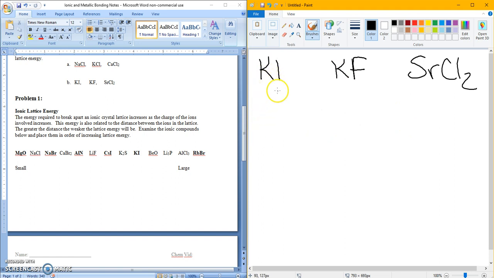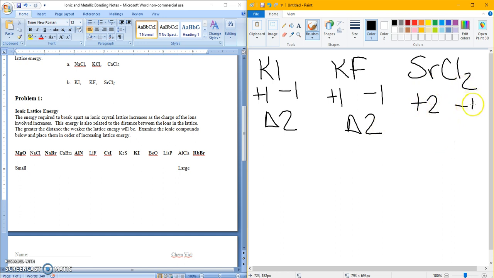First thing I do is I find their charges. Iodine is a -1, potassium is a +1, so that's a delta charge of 2. Fluorine is a -1, potassium is a +1, so that's a change of 2. Strontium is a +2, chlorine is a -1, so that's a delta charge of 3, which means that strontium chloride is my most attractive. Why? Because it has the greatest delta charge.